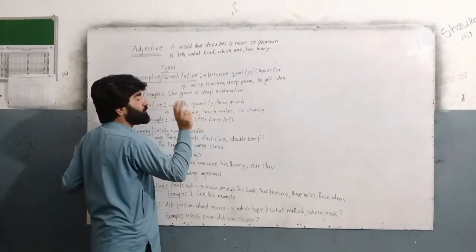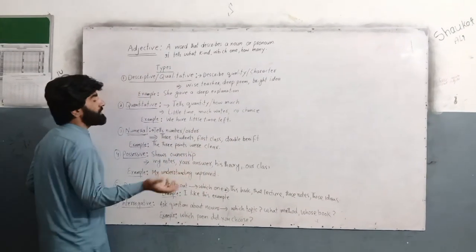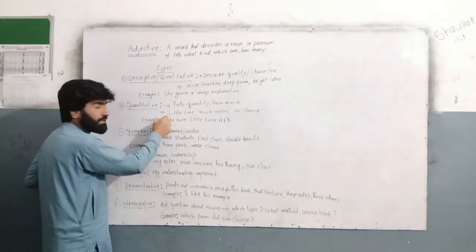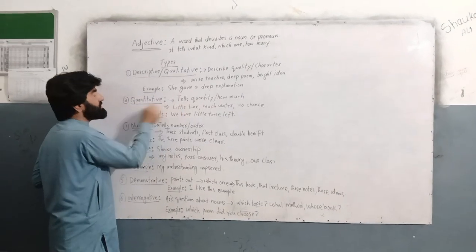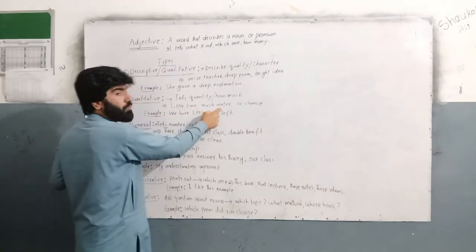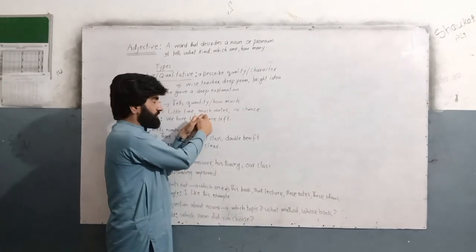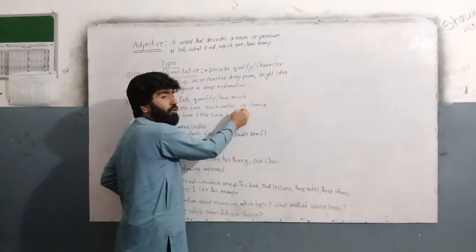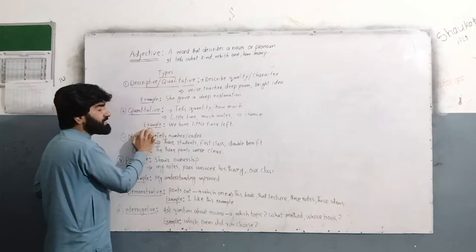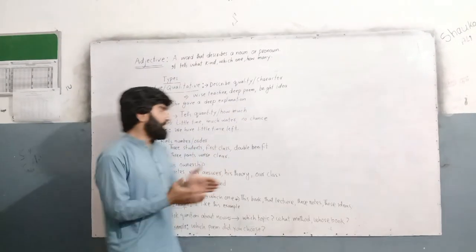It will work on two things, quantity and how much. That is, what is the quantity of something. For example, little time. Time is a noun and little is an adjective. Which type of adjective? Quantitative adjective. Water. Now, much water. The quantity of water is much. Chance is a noun and no is an adjective. Which type of adjective? Quantitative adjective. For example, we have little time left.